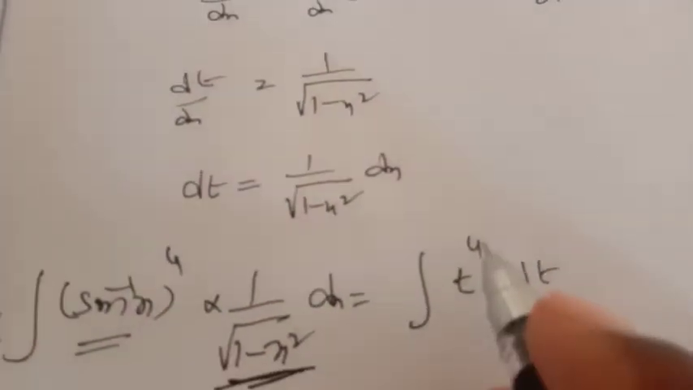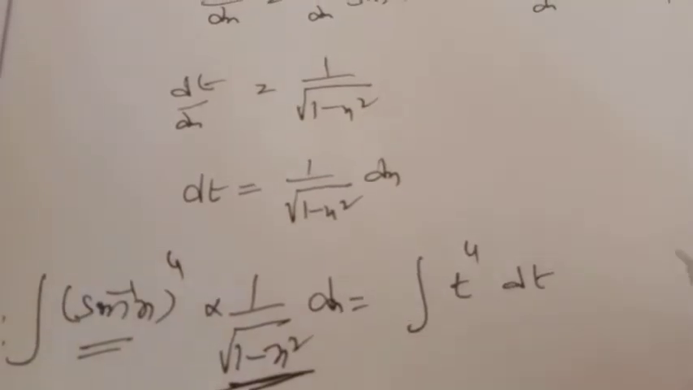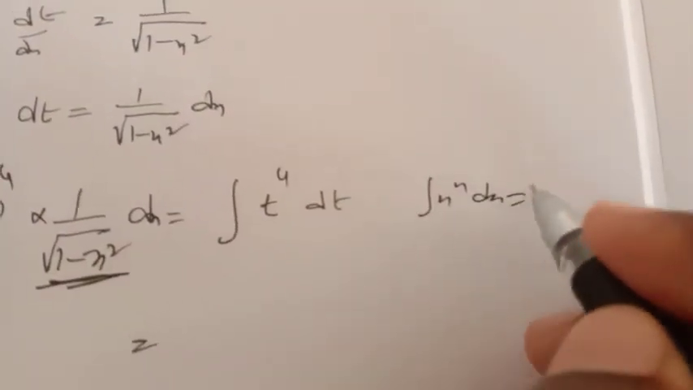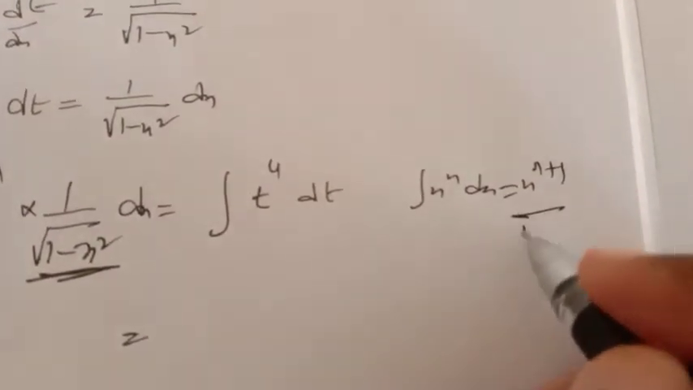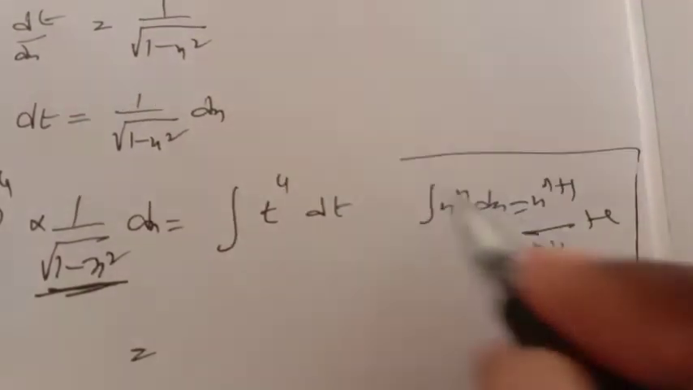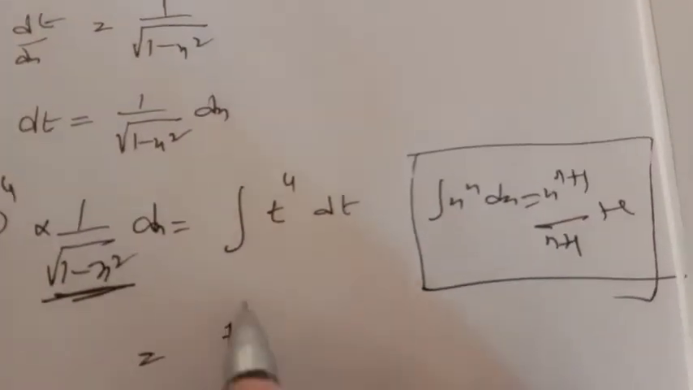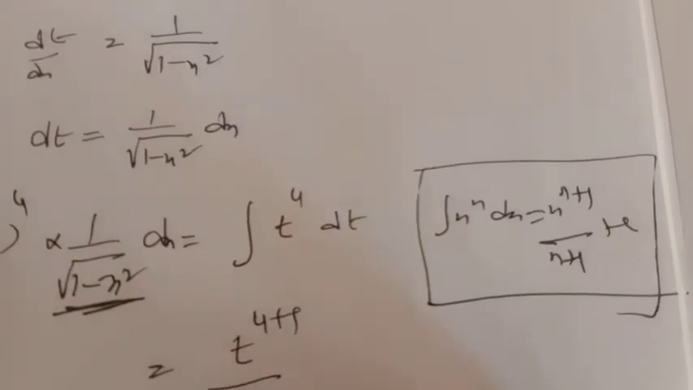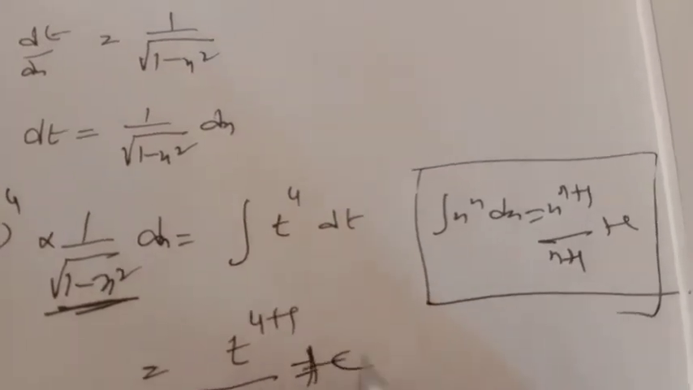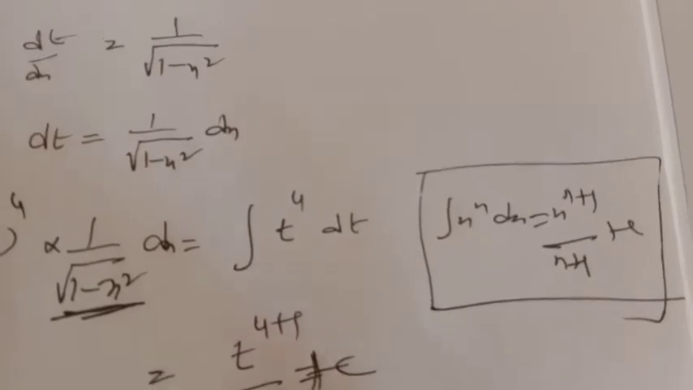Here we have the formula integral of x to the power of n dx equal to x to the power of n plus 1 by n plus 1 plus c. Here n equal to 4, that is t to the power of 4 plus 1 by 4 plus 1 plus c, that equal to t to the power of 5 by 5 plus c. Here substitute the t value, we have (sin inverse x) whole to the power of 5 by 5 plus c is the answer of the problem.